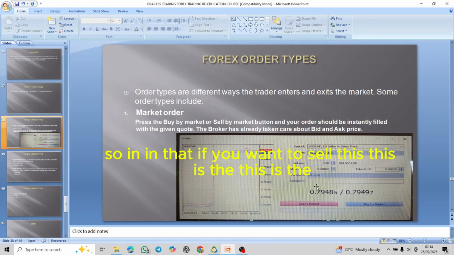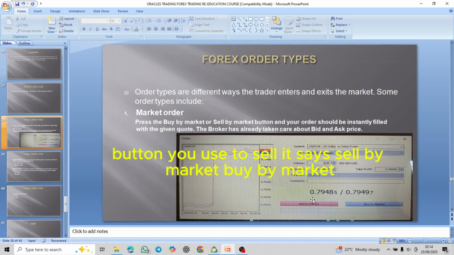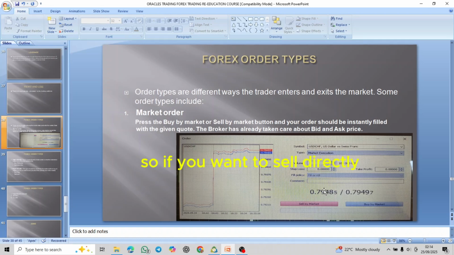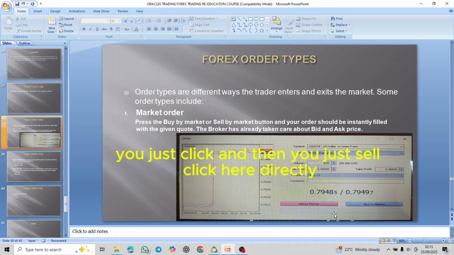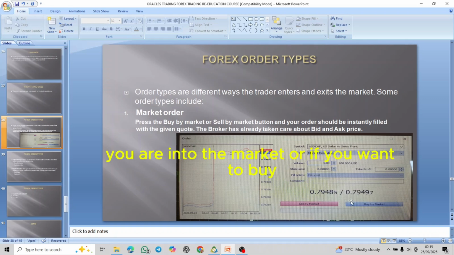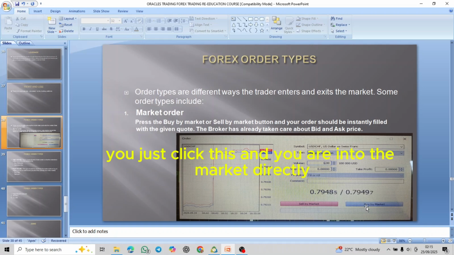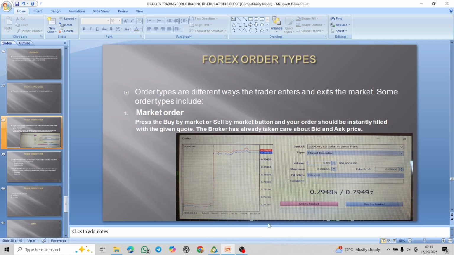So if you want to sell, this is the button you use to sell. It says sell by market, buy by market. If you want to sell directly, you just click and then you just sell. Click here directly, you are into the market. Or if you want to buy, you just click this and you are into the market directly.